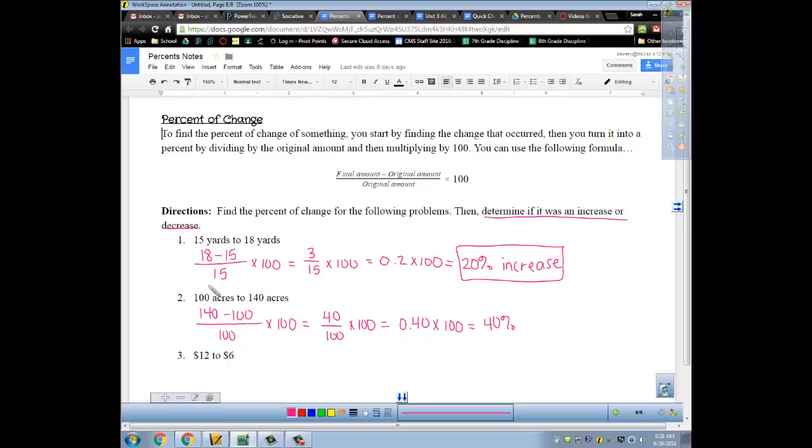And then we need to figure out if it's an increase or decrease. So it went from 100 to 140. So it went up 40. So that's an increase.